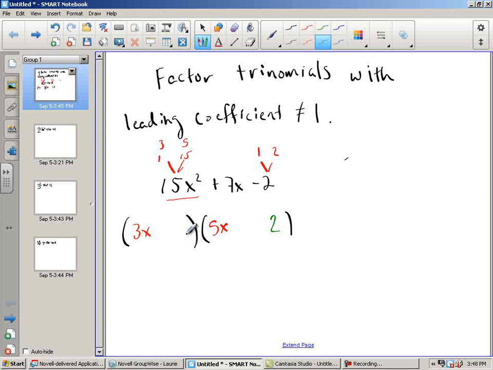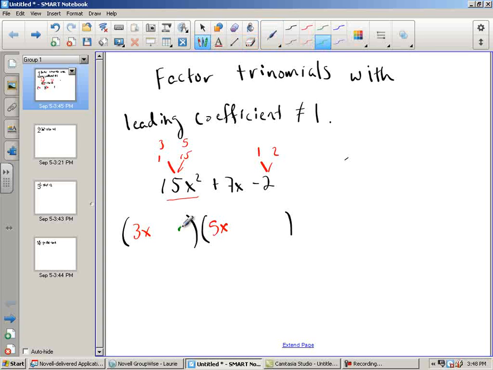For instance, if I try 2 here and 1 here, the inner and outer of FOIL would give me 5x and give me 6x. If I add them, I get 11. If I subtract them, I get 1. Neither of those produces the 7 that I'm hoping for. So I've done something wrong. So I'll erase those, and I'm going to try again.